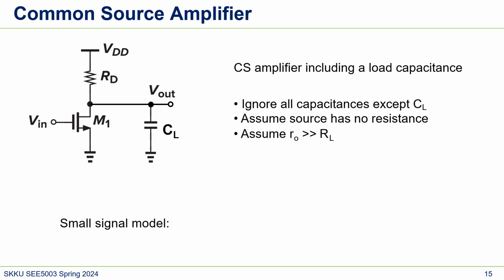Let's also calculate the frequency response of the common source amplifier. Here we have a load capacitance, but at this moment ignore all capacitance except C_L. What it means is that there are parasitic capacitances like C_GS, C_GD, or even C_DS. But at this moment we're not going to consider them. So just this.